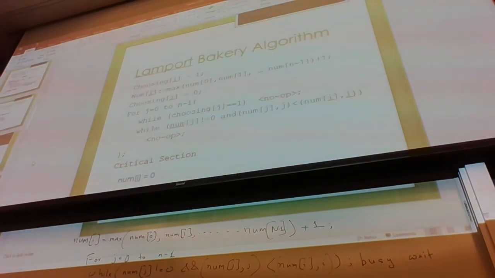Now what if num j is equal to num i? What if you have the same token? If you have the same token, then i will see whether you arrived earlier or not, whether j is less than i or not. If you did arrive early, then i will still wait for you. If you didn't arrive early, I will break from the while loop and I will execute my critical section.